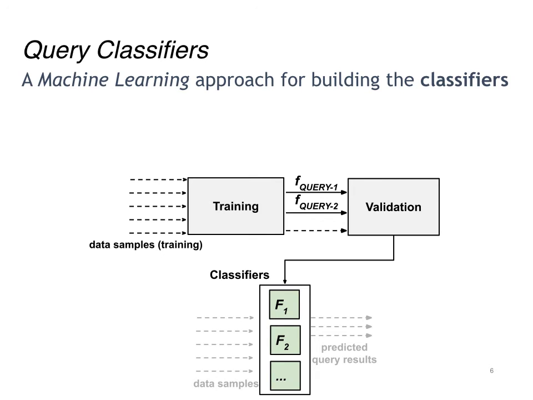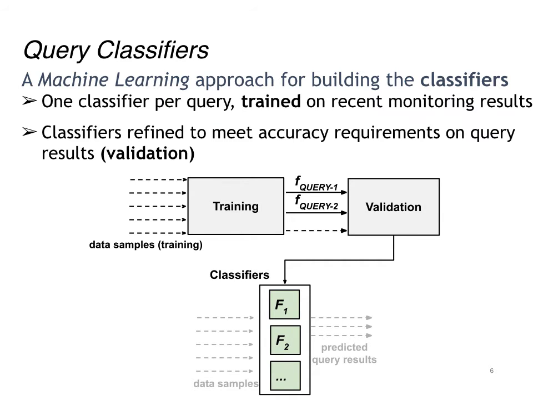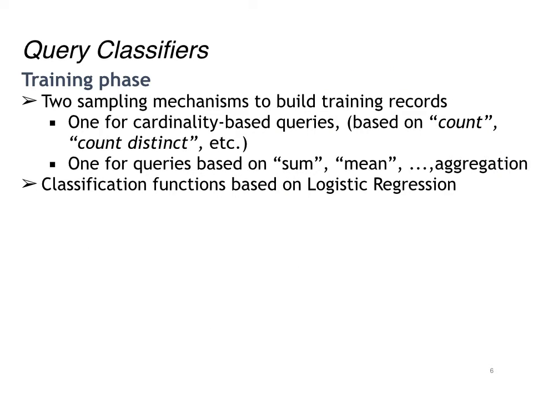To build the classifiers, we rely on a machine learning approach, as shown here in the figure. Essentially, we have one classifier per query. All classifiers are trained on recent monitoring results, and after the training, the classifiers are refined to satisfy accuracy requirements on the query results. We call this refinement phase the validation phase. Let's start with the training.